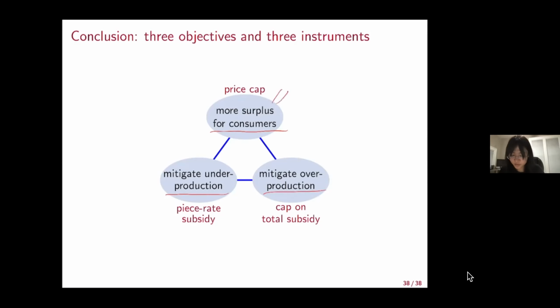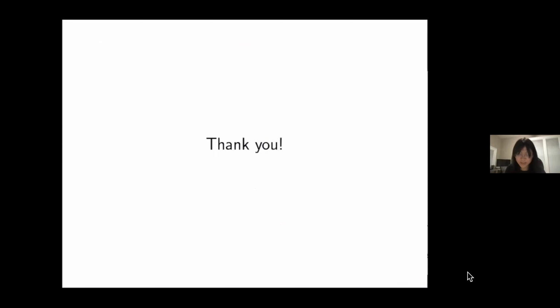The price cap addresses the first objective. The piece rate subsidy addresses the second objective, and the cap on the total subsidy addresses the last objective. So that's a nice decomposition of how the policy instruments speak to the policy objectives. So that's the end of the talk, and thank you very much.